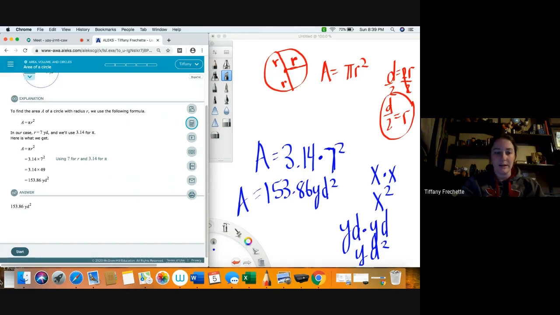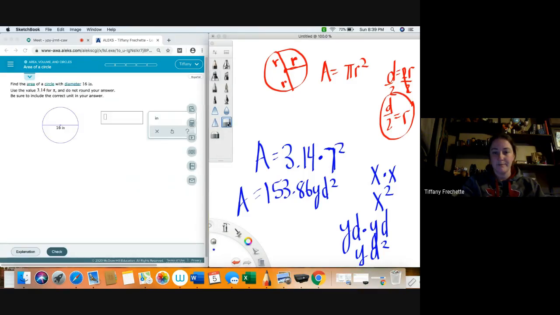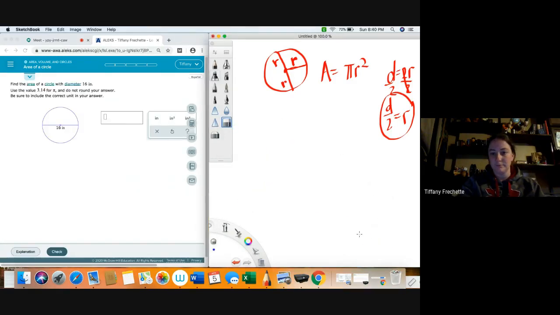All right, so we're going to go ahead and try this out. Oh, look, the very first one, they gave us a diameter. All right. So find the area of a circle with diameter 16. Use 3.14 for pi and do not round your answer. Be sure to include the correct unit in your answer. So we know area equals pi r squared, but they're giving us a diameter of 16. So we use this equation first. Diameter divided by 2 equals r. So 16 divided by 2 is 8, so 8 equals r. So 8 is our radius.